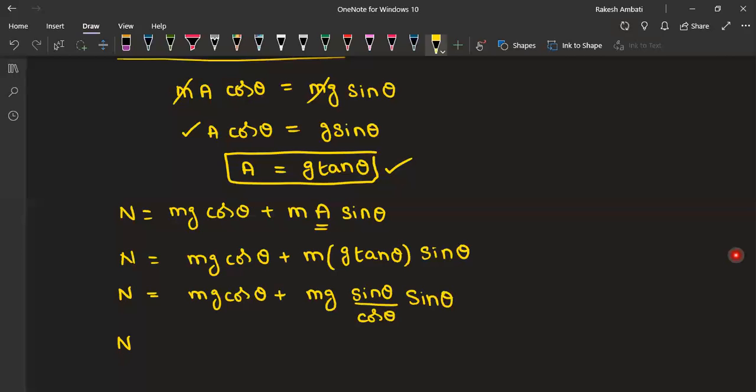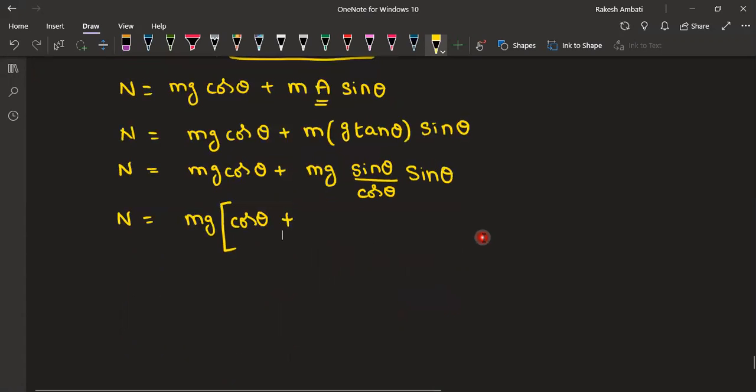Therefore, N equal to, you take mg as the common. So here we have cos theta plus, this mg already common. So what we are left with is sin theta into sin theta, so sin square theta upon cos theta, by taking mg as common.